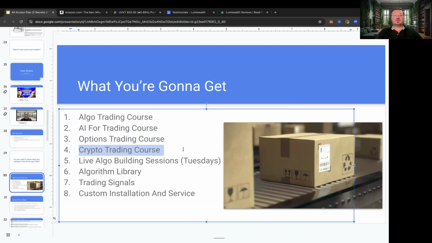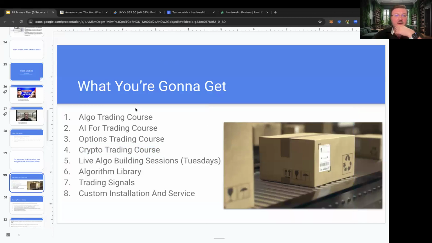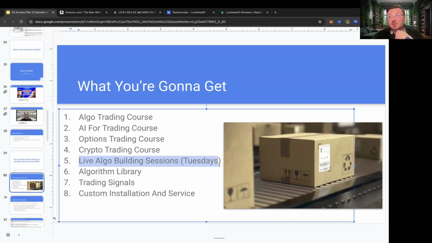And then we also have a crypto trading course as well, to teach you how to build crypto trading algorithms too. So it's more specific, where you can learn all these different types of things with crypto too. Other than those courses, you also get access to our live algo building sessions.